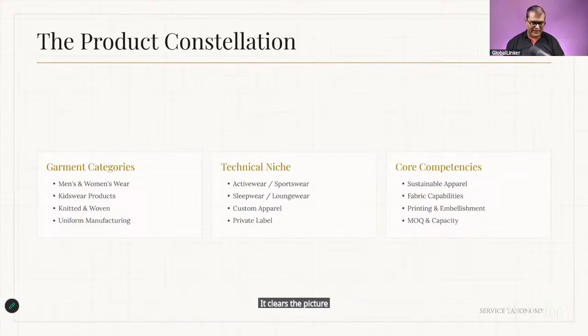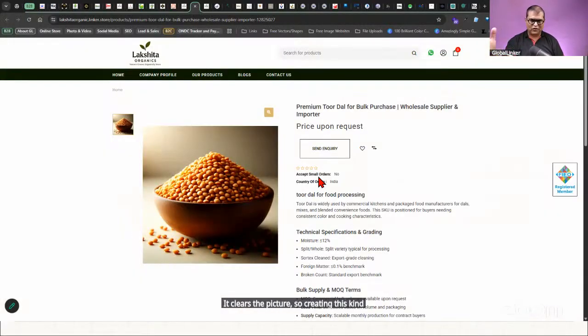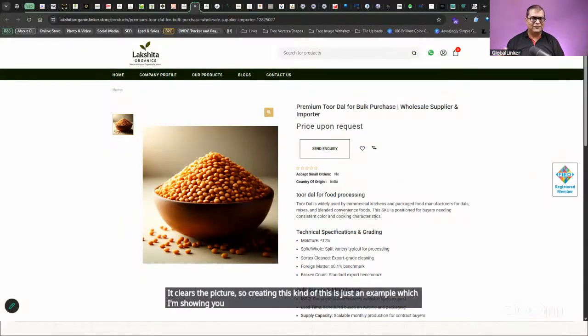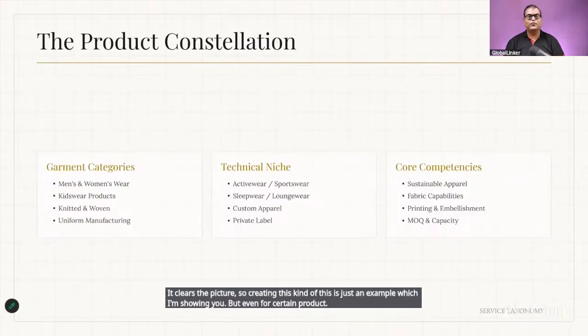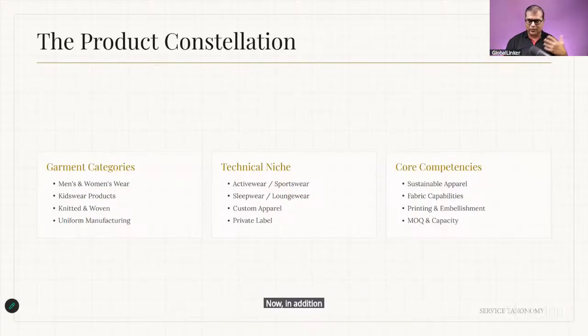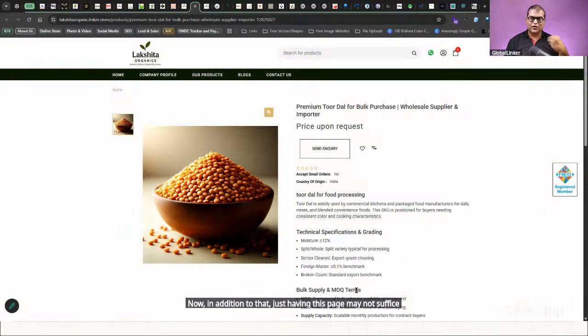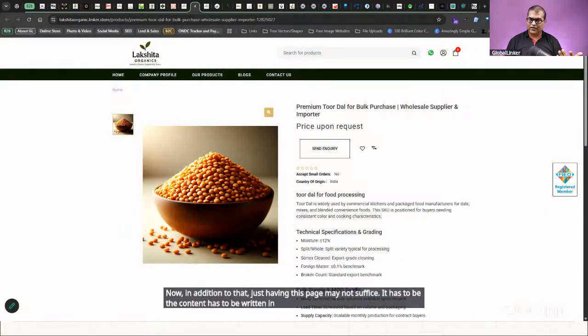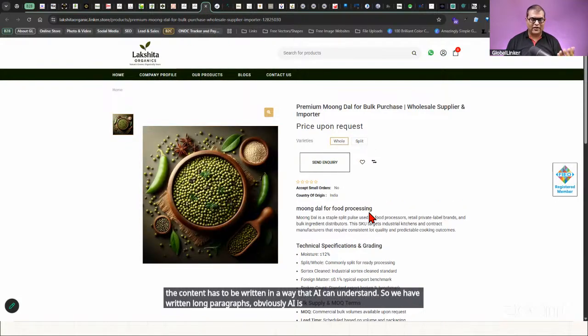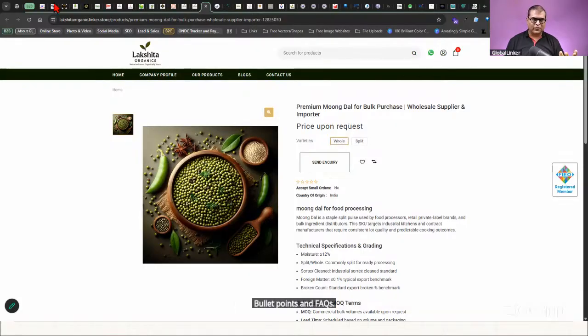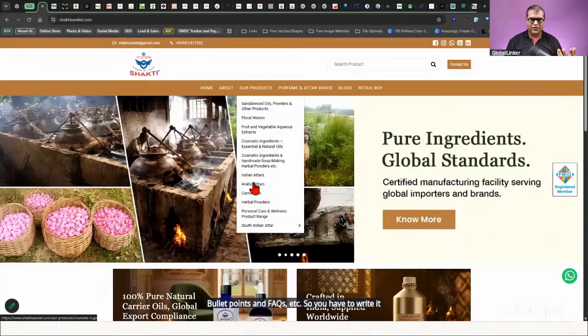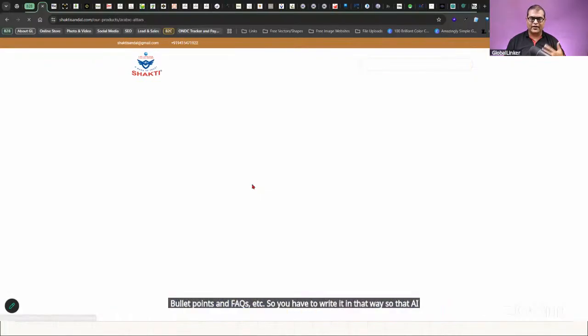So creating this kind of page, this is just an example which I'm showing you. But even for certain products, you have to go to further detailing. Now, in addition to that, just having this page may not suffice. The content has to be written in a way that AI can understand. So if you have written long paragraphs, obviously AI is not going to understand that. It has to be bullet points and FAQs, etc. So you have to write it in that way so that AI can understand it.